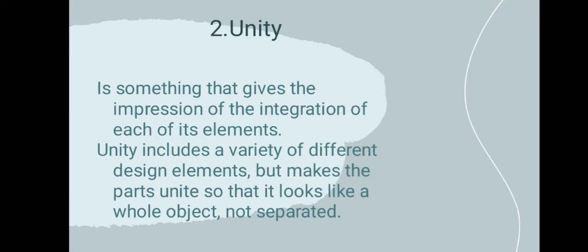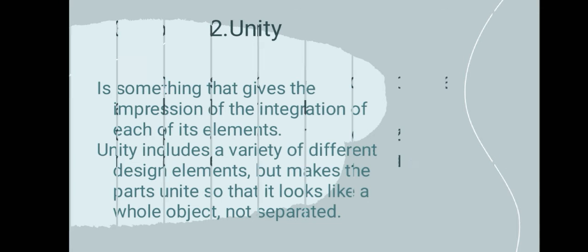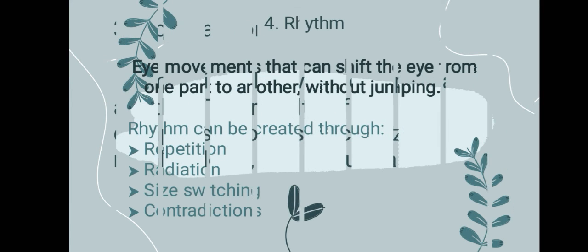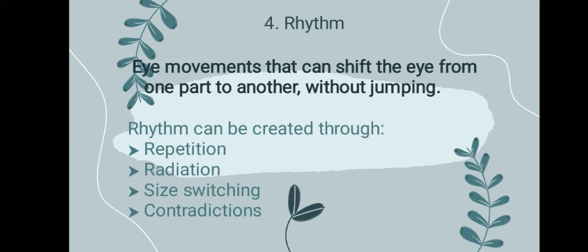Number three, comparison. Comparison between one part and another. The result of the comparison of distance, size, number, level, and so on. Number four, rhythm. A movement that can shift the eye from one part to another without jumping. Rhythm can be created through repetition. Repetition is the application of an element more than once in different places.